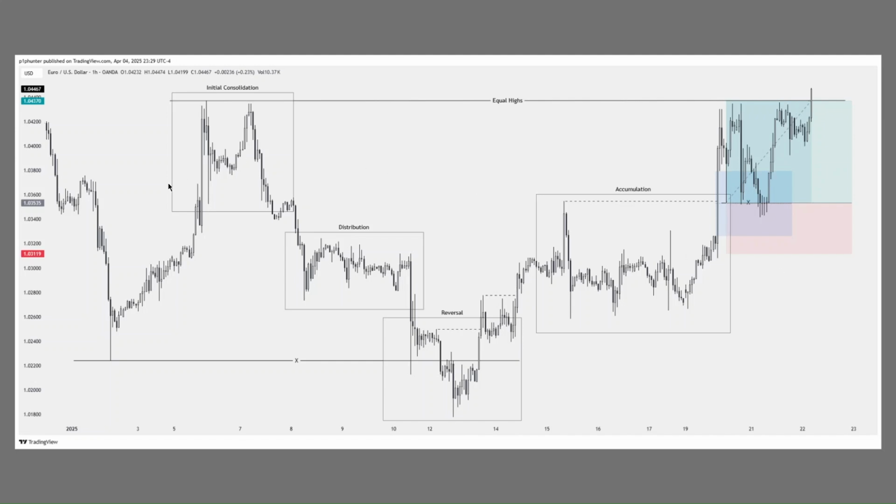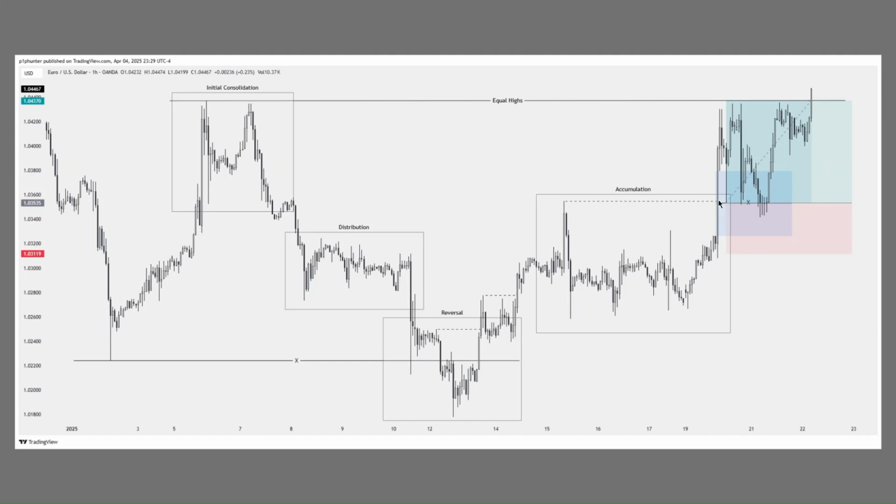This is an example of a turtle soup entry in the London session on the Euro USD 1 hour chart. As we can clearly see, we have a market maker buy model with the initial consolidation, the distribution, the reversal and accumulation in multiple stages. Here we had suspended weak lows overlapping a fair value gap which was coherent with an hourly order block as well.